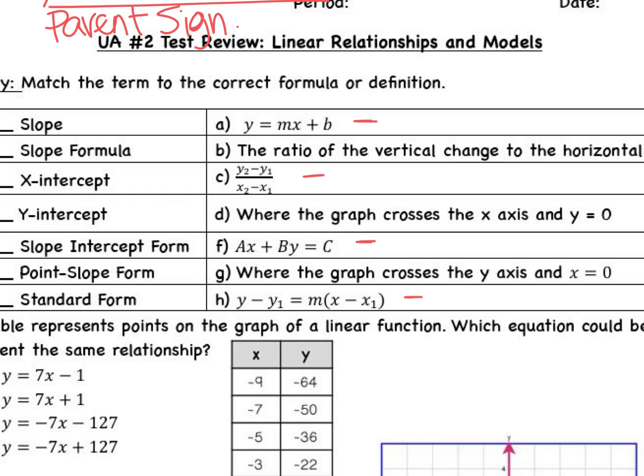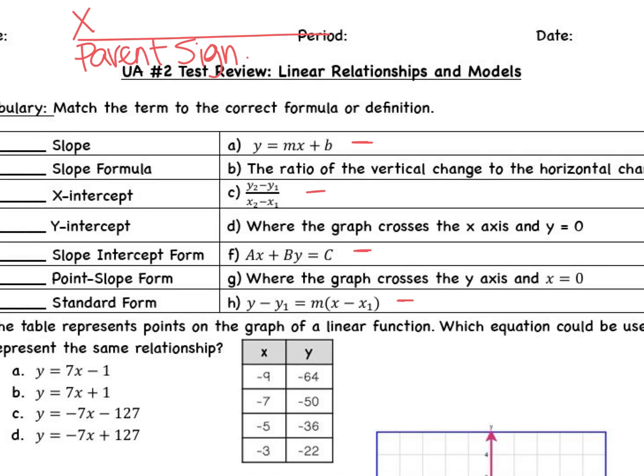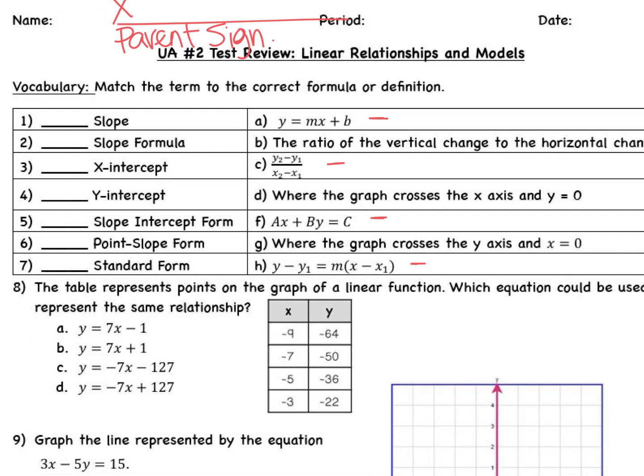Very nice. What about, that was number 2. So what is slope exactly? The ratio. The change in y over the change in x. Very nice. What's our x-intercept? Is that our x number or our y number? X-intercept is going to be the x number. Okay, so D. So the y-intercept is the y number. So we're going to put G there.